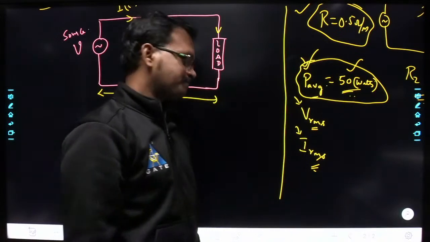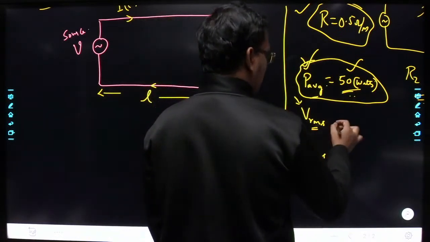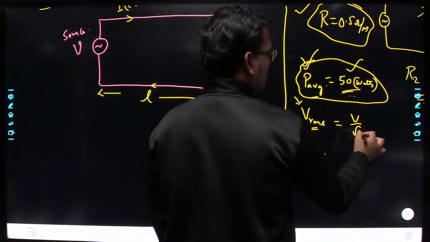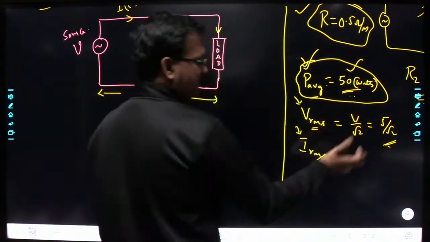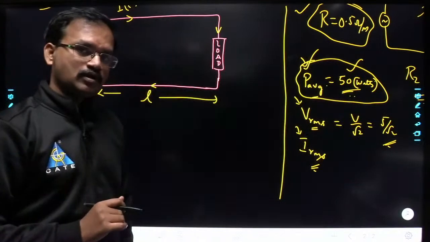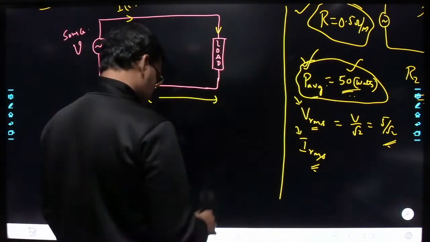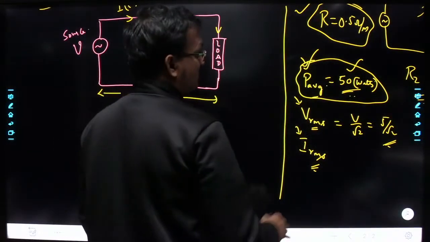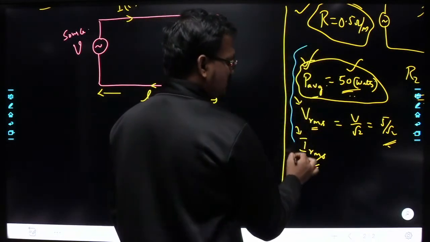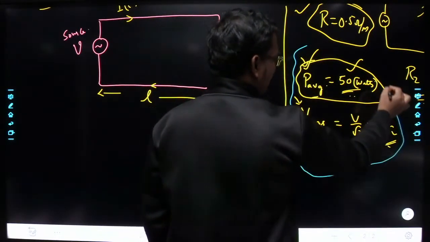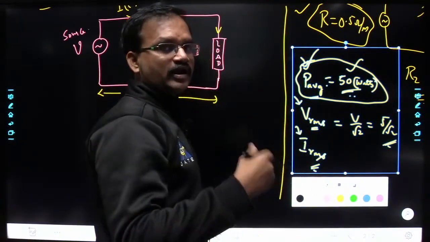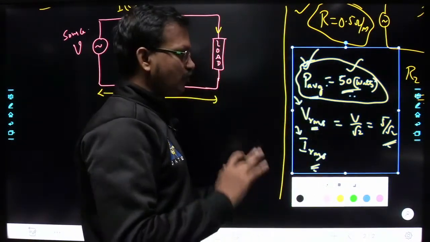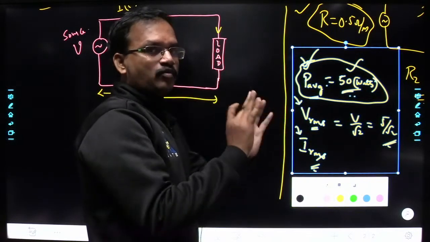So here also VRMS, if you say V by root 2 or some 5 by root 2 or something, you are getting some number which is irrespective of time. So which is something meaningful. So instantaneous values are meaningless here, because I may say the power at some instant and some other person will say the power at some other instant.